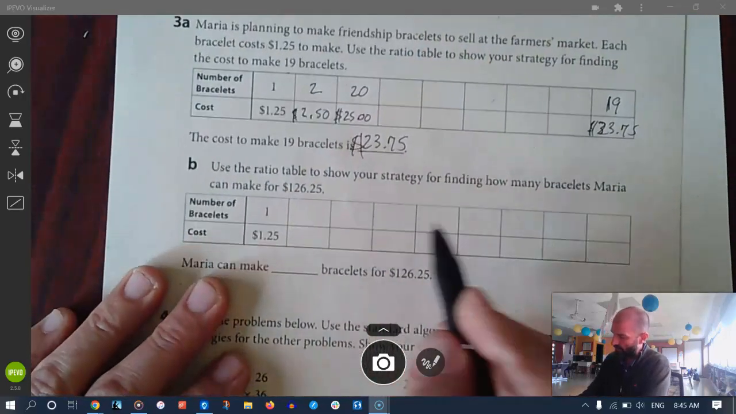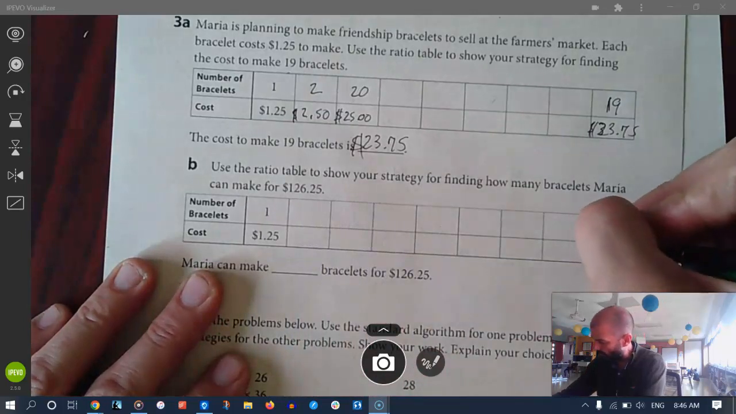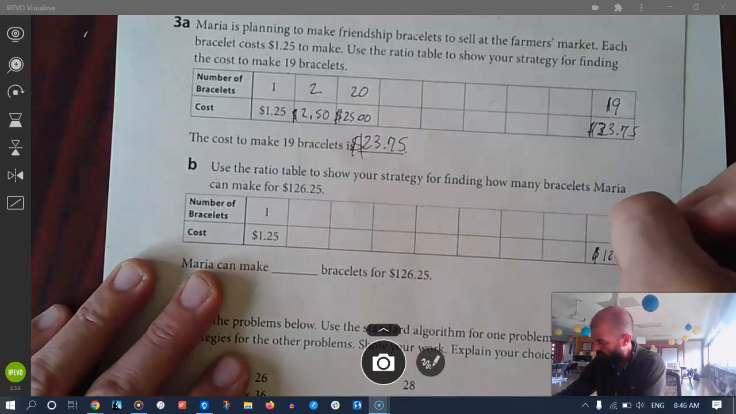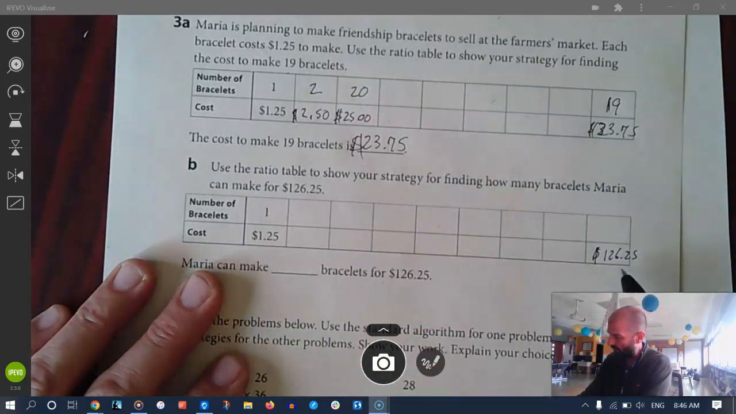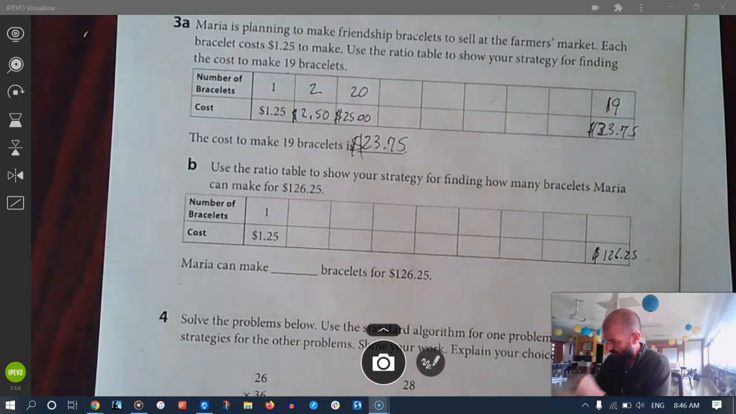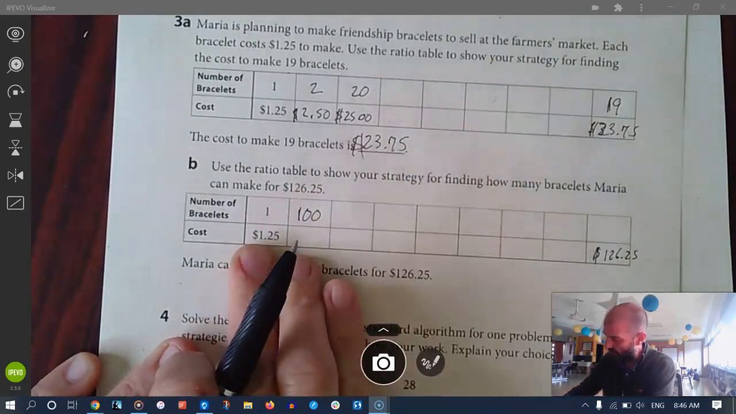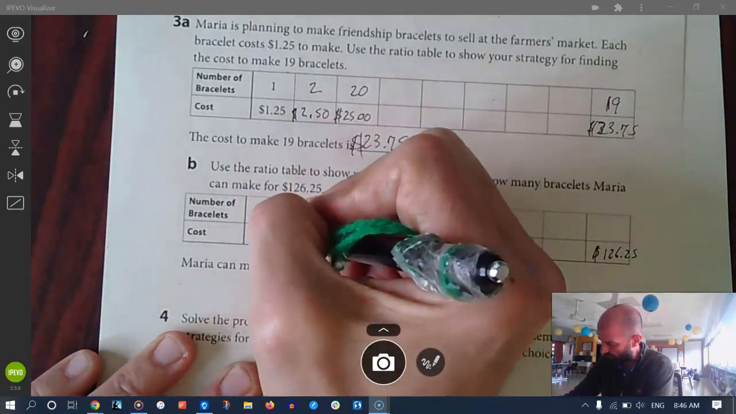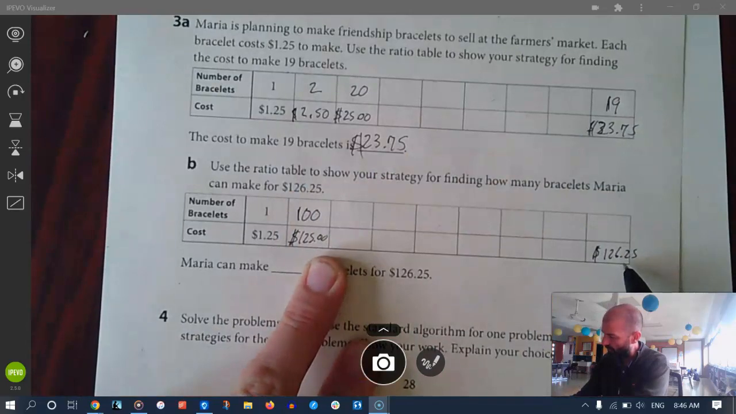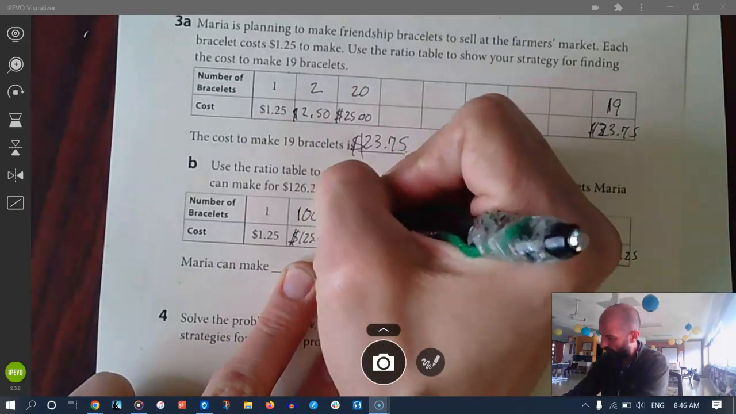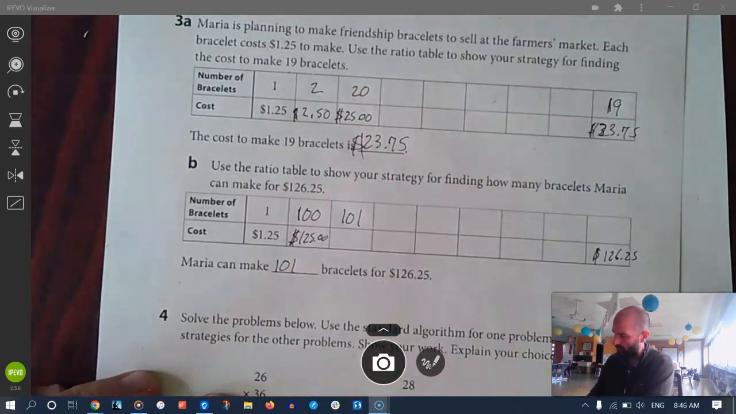Use the ratio table to show how much she can make for 126.25. So again, I'm going to put my target here. I'm looking for 126.25. I have 25. Let's start with 100. That's shifting these two spots down to make it 125 even. That's very close to 126. Oh, there it is. It's 101. Okay, so 101, because that's just $126.25.